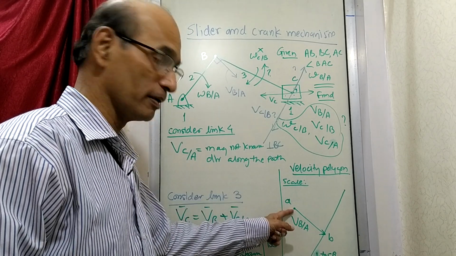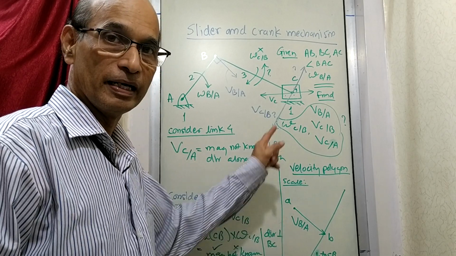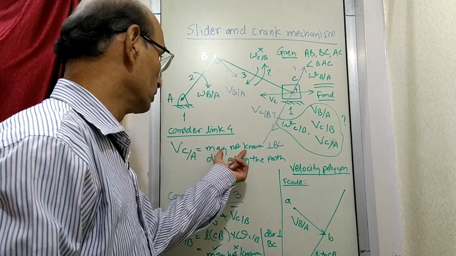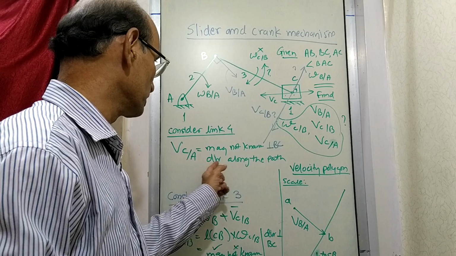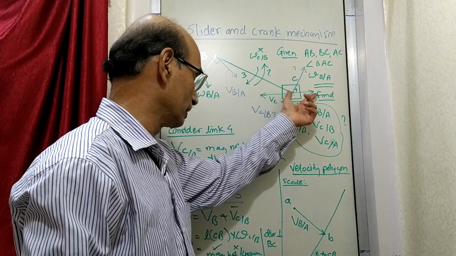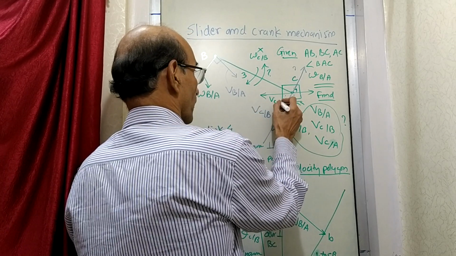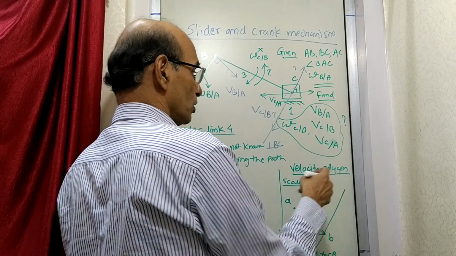A means A. So this vector will have its tail at A and head at C. But the magnitude we don't know, direction is along the path. Now this is the path, so this vector is going to be like this. So this velocity of C with respect to A vector, if you want to show here, what do?